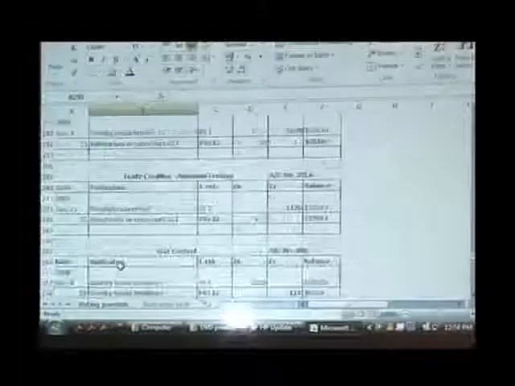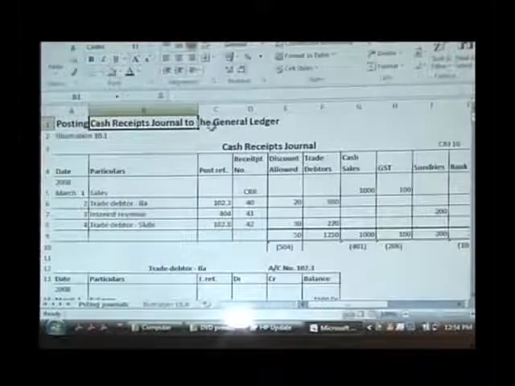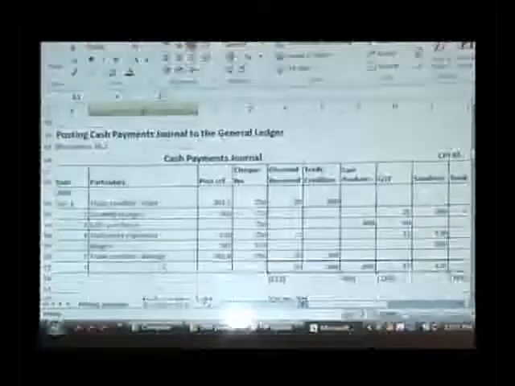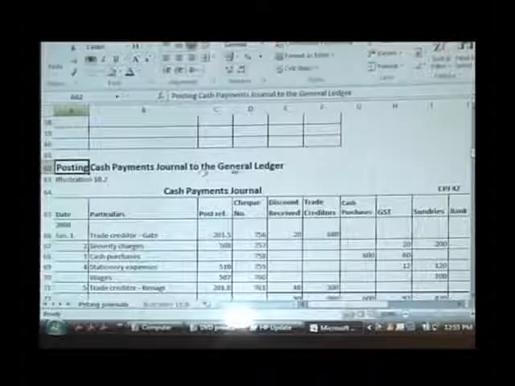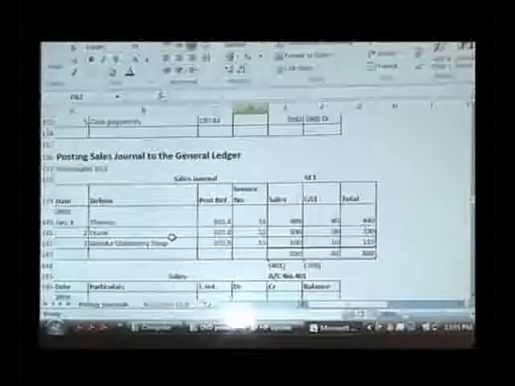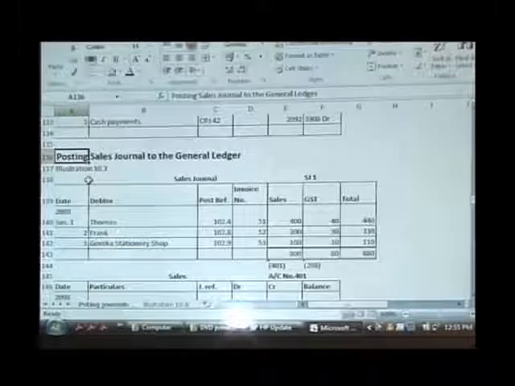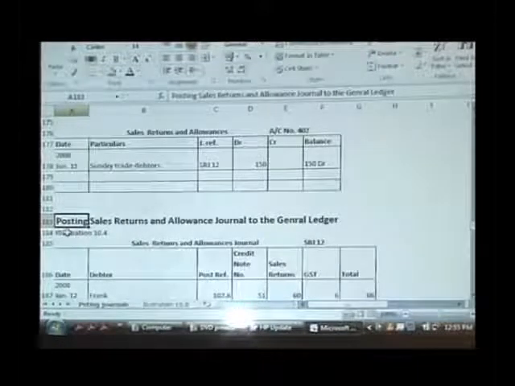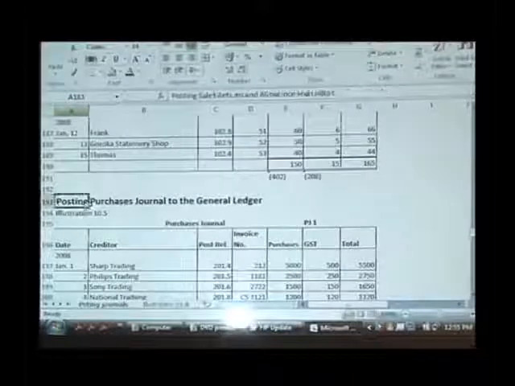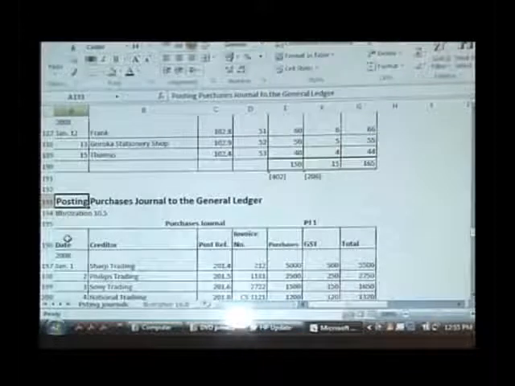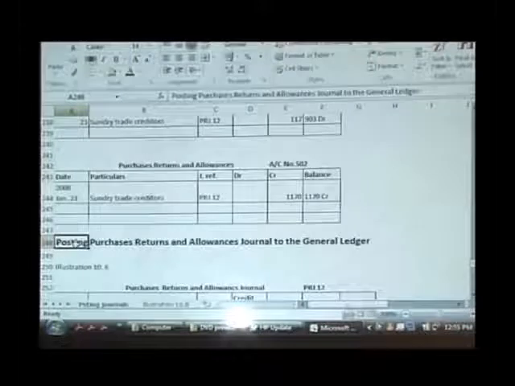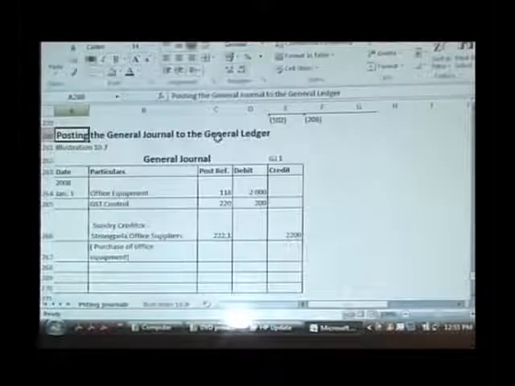Now you have learned a lot of things. If you want me to summarize it, here we have learned how to post cash receipts journal to the general ledger, and then how to post cash payments journal to the general ledger, and then posting sales journal to the general ledger, and also posting sales returns and allowances journal to the general ledger, then posting purchases journal to the general ledger, posting purchases returns and allowances journal to the general ledger, and finally posting the general journal to the general ledger.